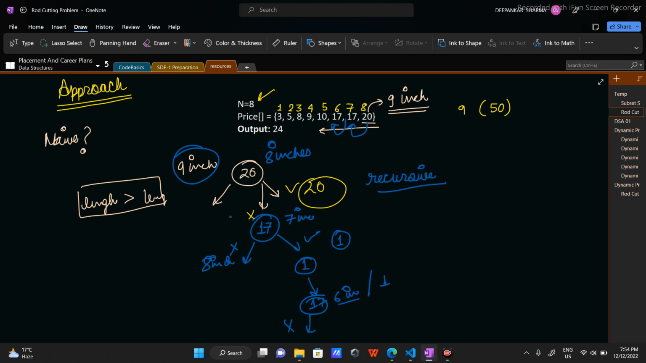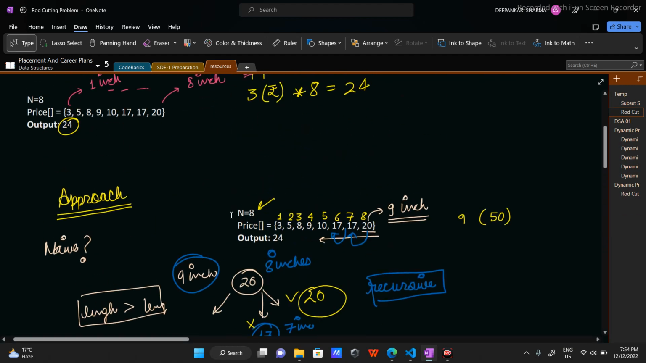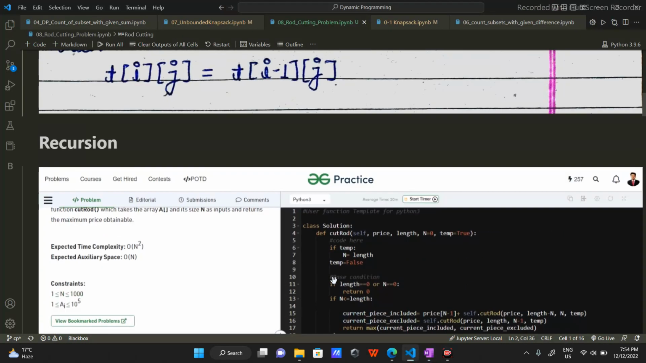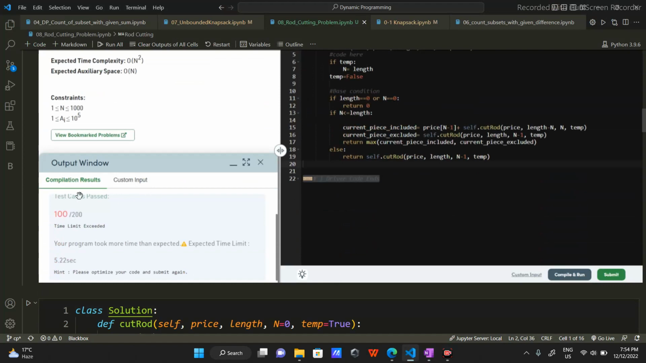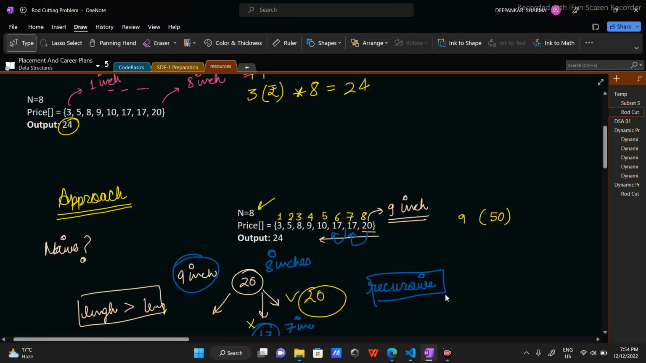For recursion, all we have to bother about is the base condition. So let's say this is the problem. Actually, I have written the entire code beforehand, I'll just explain it to you through the code. For recursion, we will be getting a time limit exceeded error, but we can always memoize the code. So let's talk about recursion.